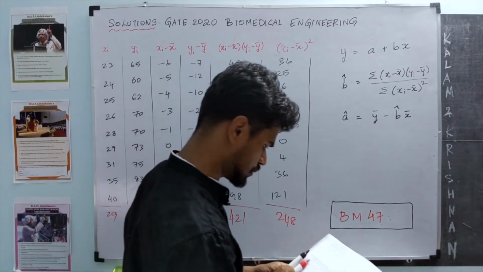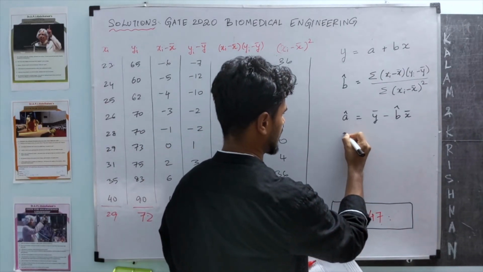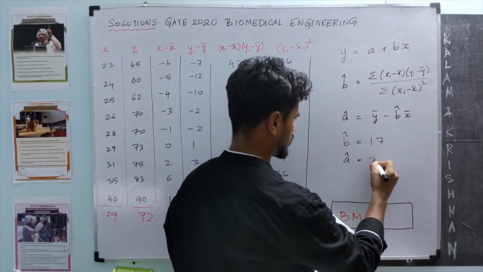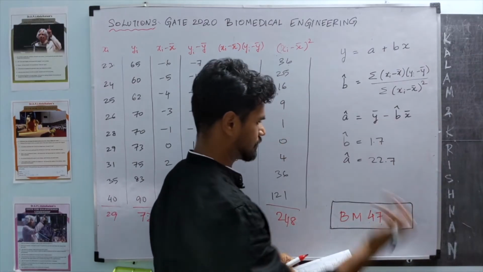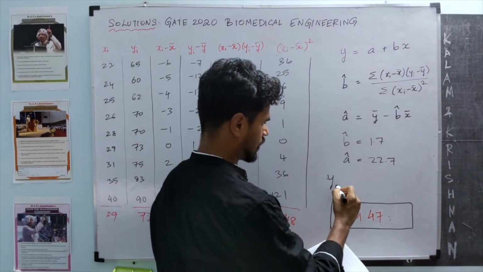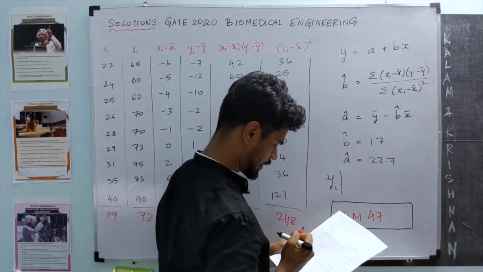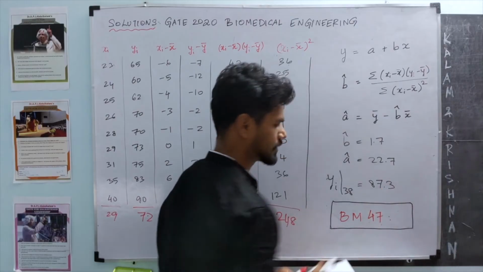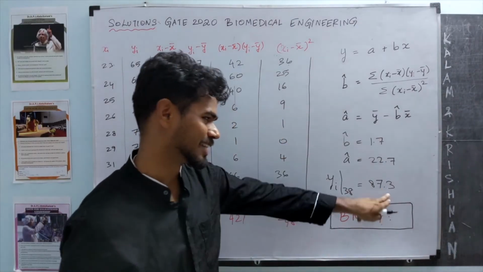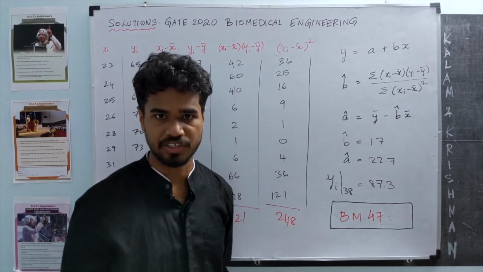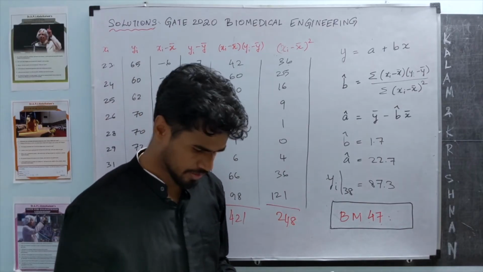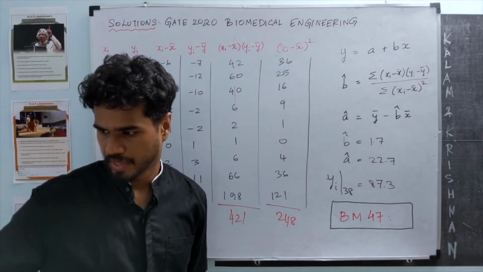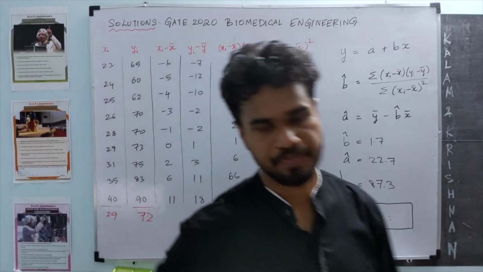Using these two, I get B hat is 1.7, A hat is 22.7, and then I can find Y for a new age, which is 38. I get that to be 87.3, at least within the range that I just guessed initially. So the right value for this is between 86.5 and 87.7.